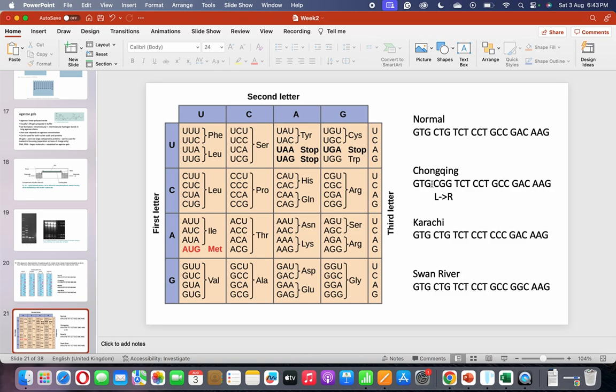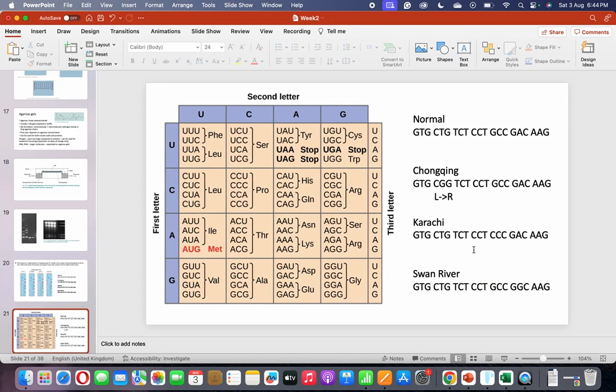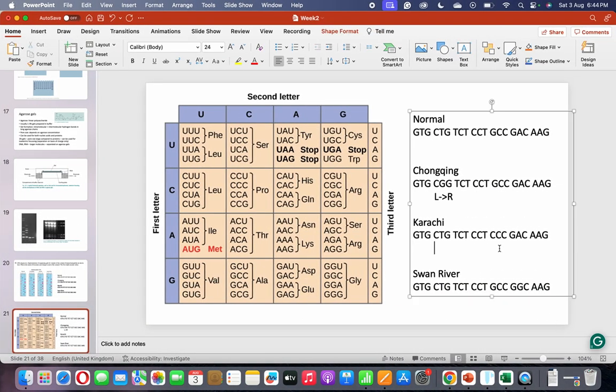Okay, again same thing here. GCC has become CCC. So what is GCC? GCC is alanine. This alanine has become, what is CCC? Proline. Okay, this is a big change. I mean, alanine is a tiny amino acid, and proline is a large, circular amino acid. So this is going to make a big difference on the protein structure.